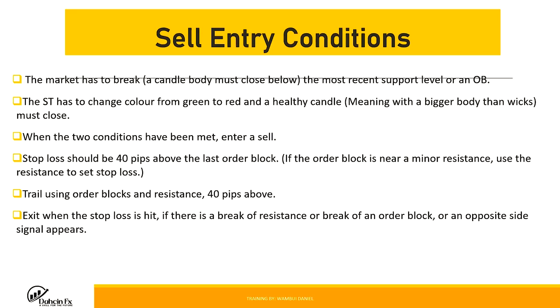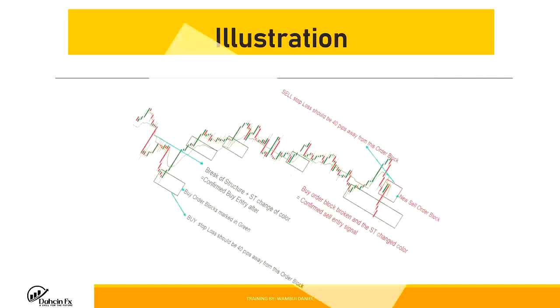So let me read that again. Exit when the stop loss is hit, if there is a break of resistance or break of an order block, or an opposite side signal appears. It means if you are selling, and the buy conditions come in, then you exit. So the illustration looks like this.